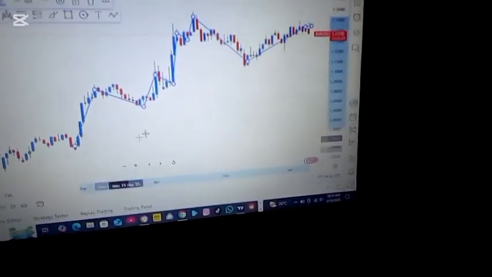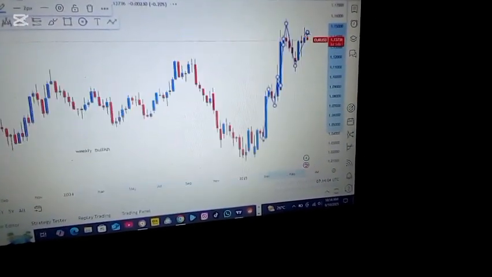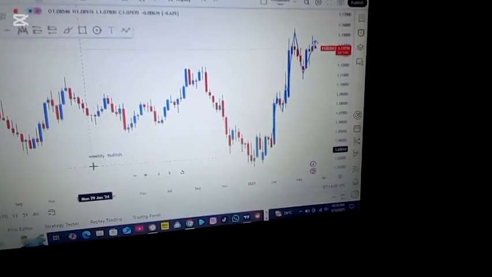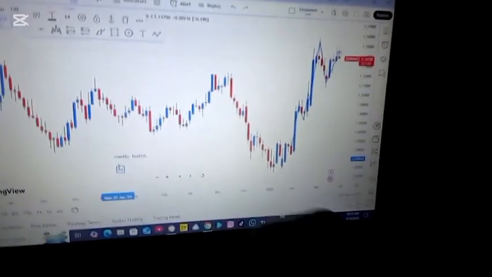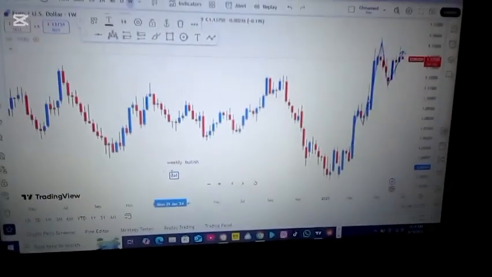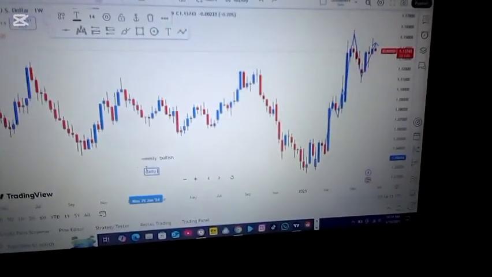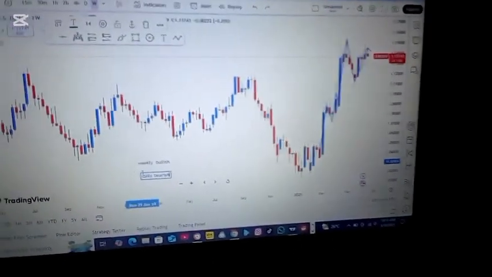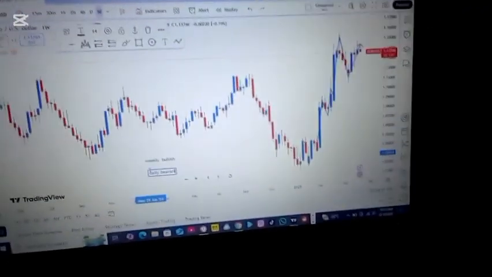So we come and type in here that the daily is bearish. The daily is bearish, sorry.